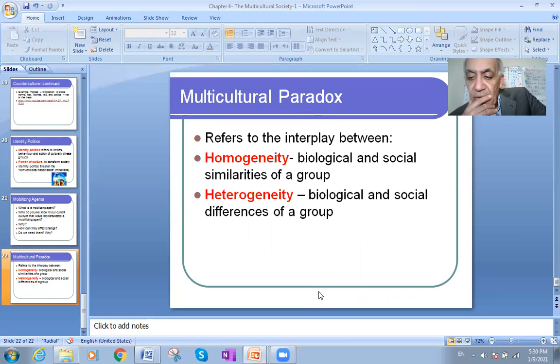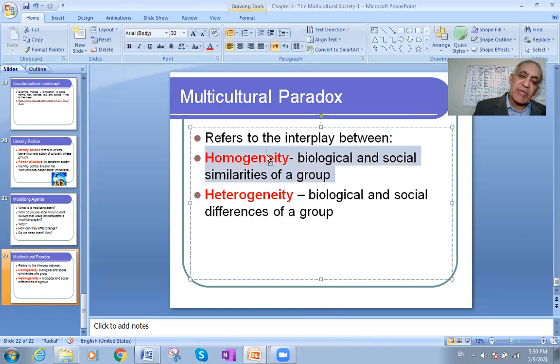Now we will move into the final part of this lecture today, about the multicultural paradox. It refers to the interplay between homogeneity, meaning similarities, the biological and social similarities of a group, and heterogeneity, the biological and social differences in a group. So what we share together, biologically and socially, the similar points in us, is homogeneity, but heterogeneity is the differences of a group.